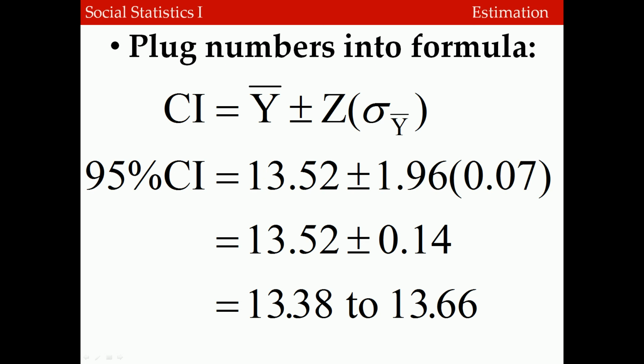So now we can plug the numbers into our formula. The formula for a 95% confidence interval tells us to take our sample mean, in this case 13.52, and add and subtract the product of the z-score, 1.96, times our standard error, 0.07. When we multiply the standard error by the z-score, we get a value of 0.14. And when we add and subtract that to the sample mean, 13.52, we get a range from 13.38 to 13.66.